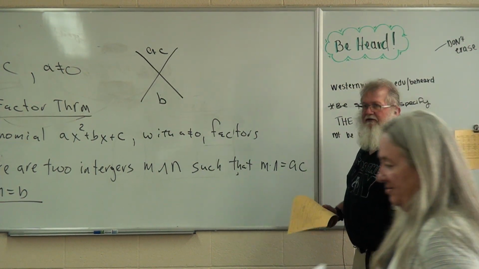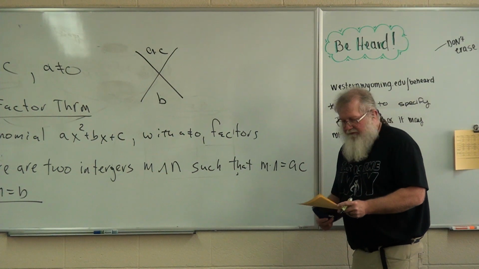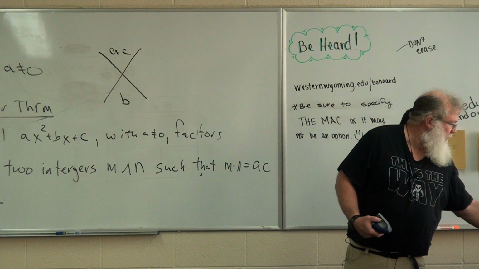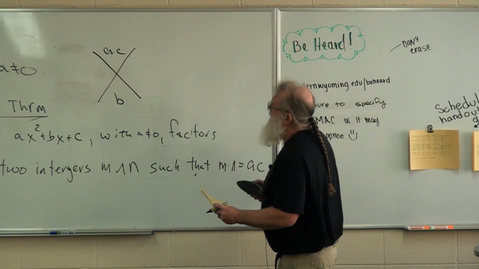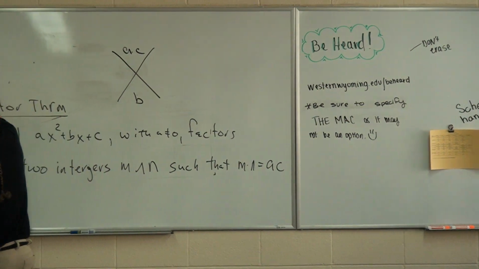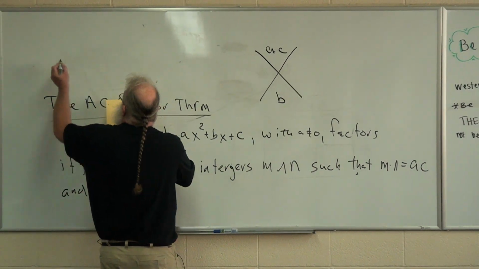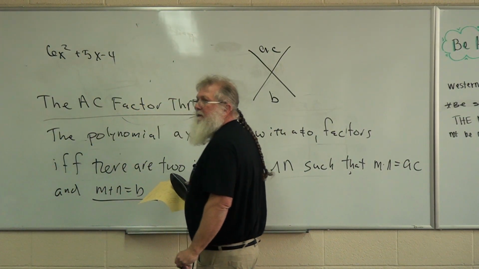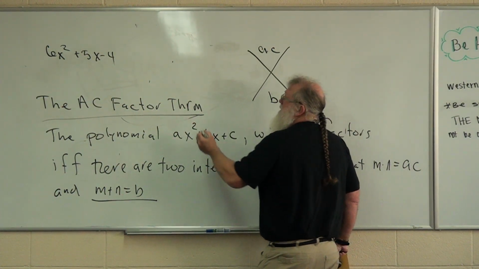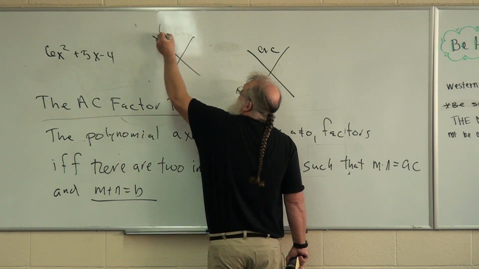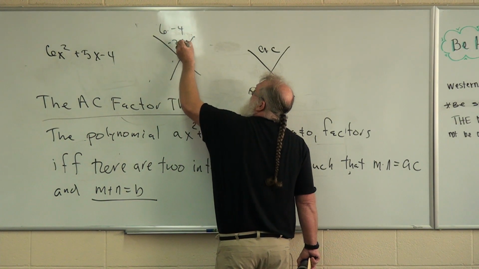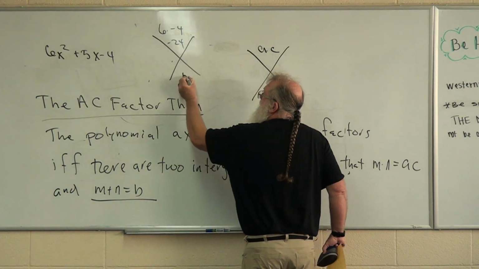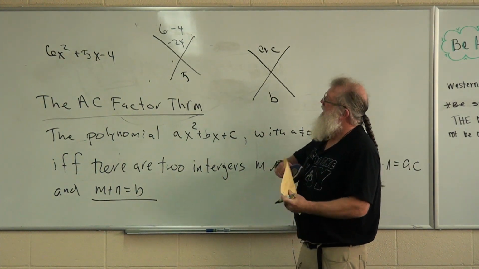So we need an example. Let's go back to our first example that we worked. Get my notes out here. Our first example was 6x squared plus 5x minus 4. So the first thing we do is the a times the c. So we do 6 times minus 4, which is minus 24. And then we have to find two numbers that multiply to minus 24 and add up to 5.